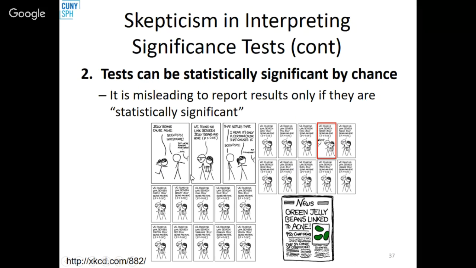For example, in this XKCD cartoon, they are testing whether 20 different flavors of jelly beans are linked to acne, and in one of them there's a p-value of less than 0.05, and then that appears on the front page of the news. It's a kind of extreme example, but this does happen. Different people perform the same kind of tests, and only those that get a significant p-value end up getting published.